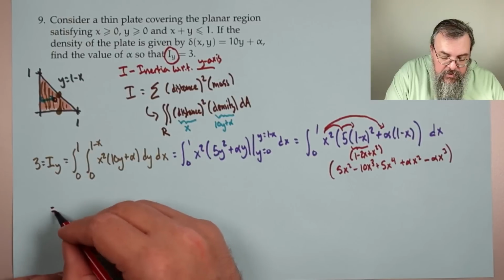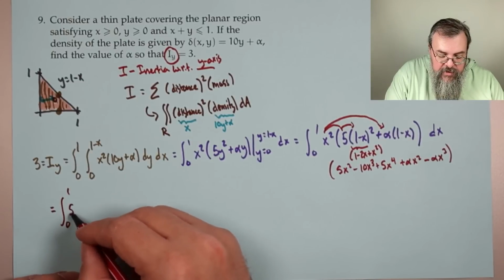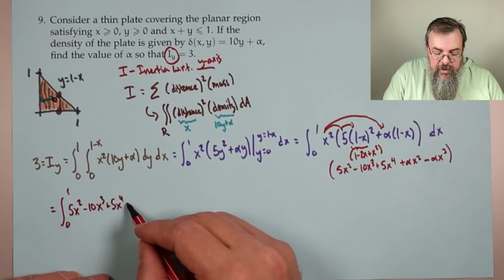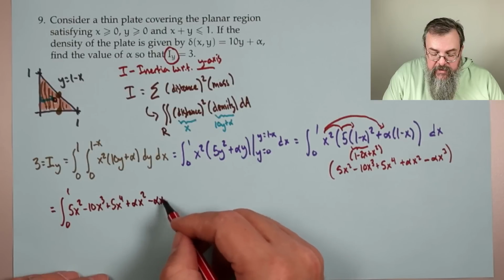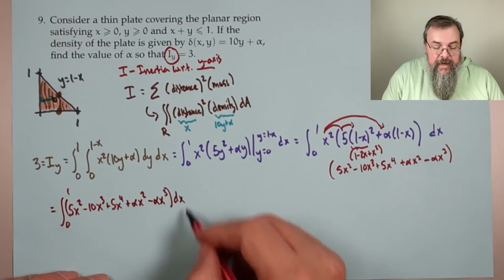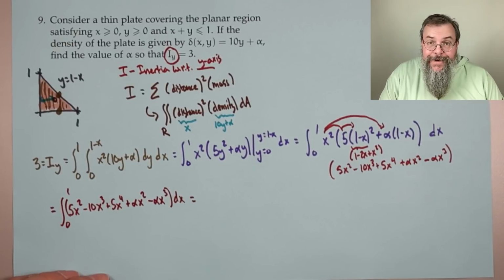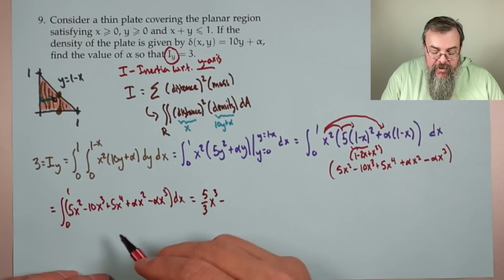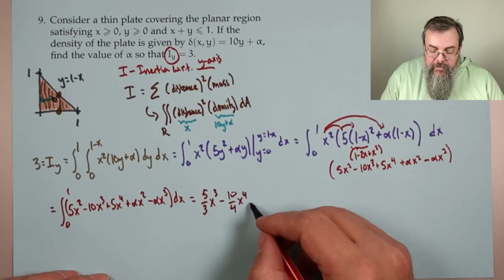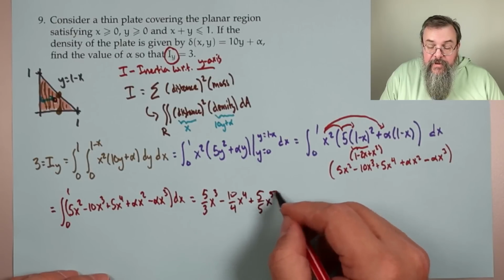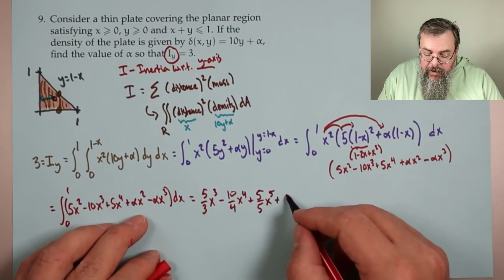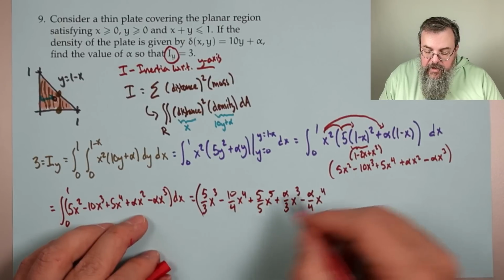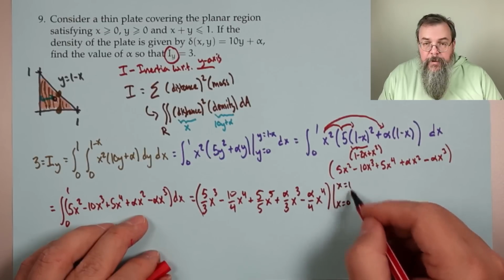All right, that's really what we have there on the inside. So this is equal to the integral from 0 to 1. I'm just going to write this down again: 5x squared minus 10x cubed plus 5x to the 4th plus alpha x squared minus alpha x cubed, dx, which is, now we can integrate term by term. 5 over 3 x cubed, all right, good, minus 10 over 4 x to the 4th plus 5 over 5 x to the 5th plus alpha over 3 x cubed minus alpha over 4 x to the 4th. And evaluate that from 0 to 1.